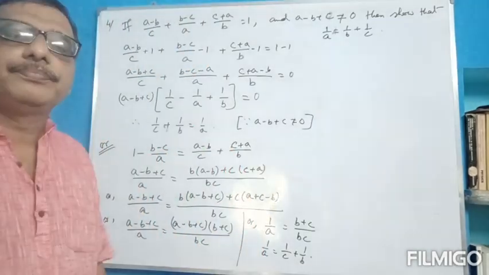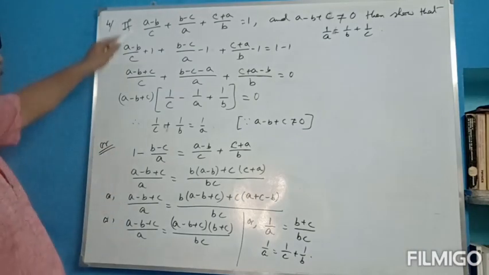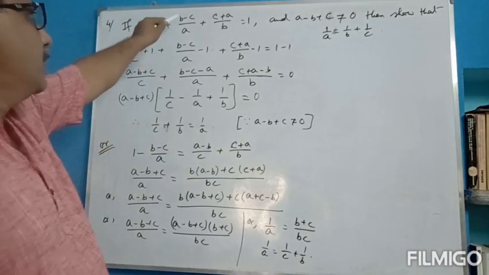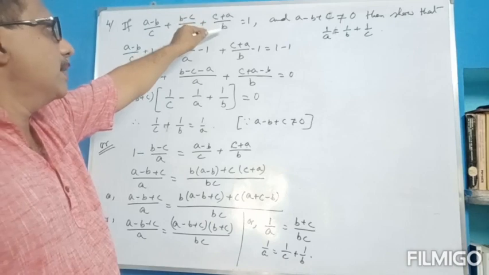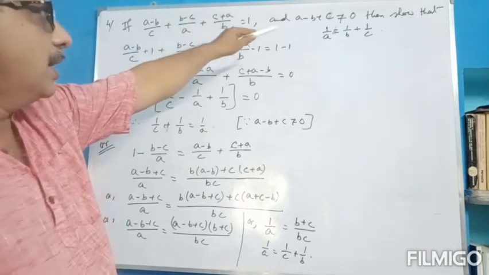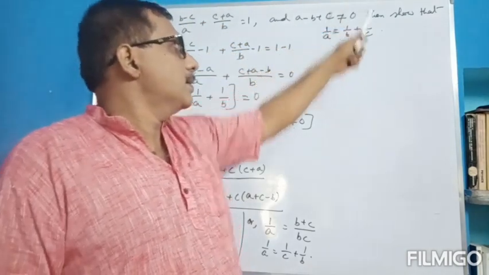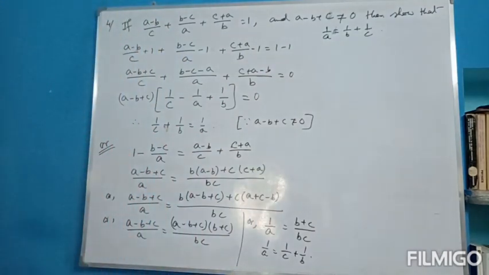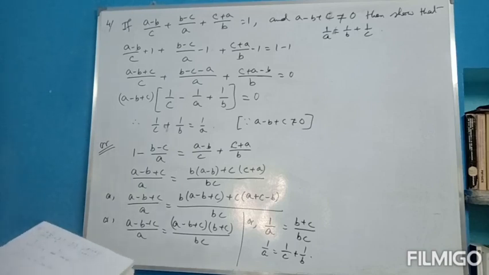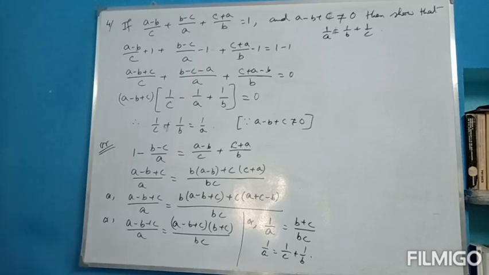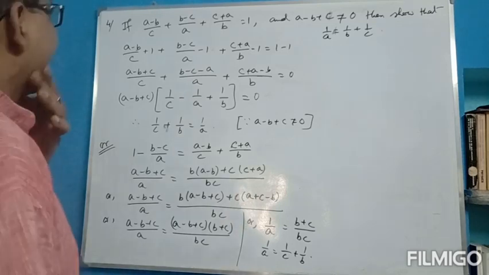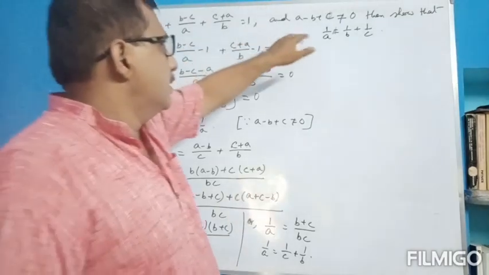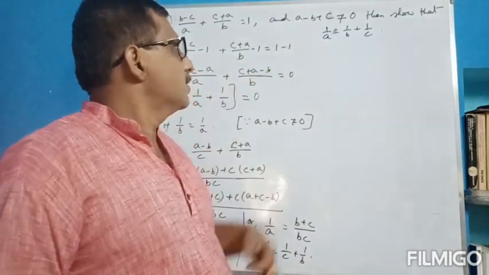Next problem: if (a minus b) by c plus (b minus c) by a plus (c plus a) by b is equal to 1, and it is given a minus b plus c is non-zero, then show that 1 by a is equal to 1 by b plus 1 by c. Now we can do this problem in several ways. Just note, it is given that a minus b plus c is non-zero.